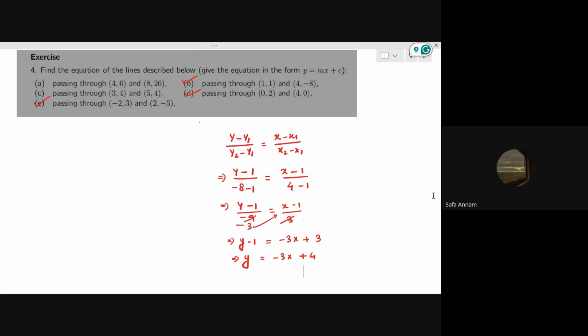Sir, D I am getting y equal to 1 by minus 2x plus 2. D you are getting y is equal to 1 by minus 2x plus 2. Correct, correct only.